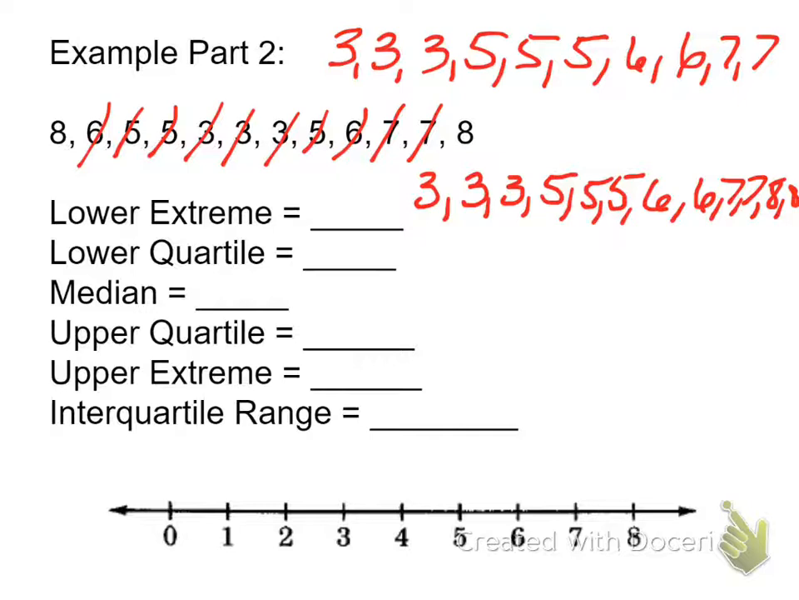Okay, let's fill in the two easiest ones. The lower extreme is what? The minimum. But what number is it? 3. Let's talk about the upper extreme. What's that? 8. Okay. Those are very easy. Now, the rest of it is all about medians. We're going to find the middle of the data, then we're going to find the middle of the lower numbers and the middle of the upper numbers. That's all it is. It's all about medians.